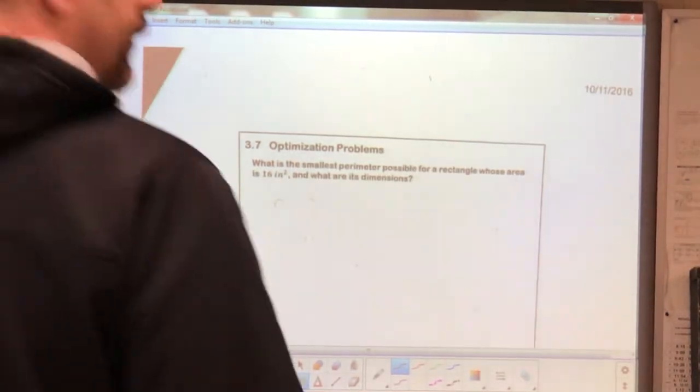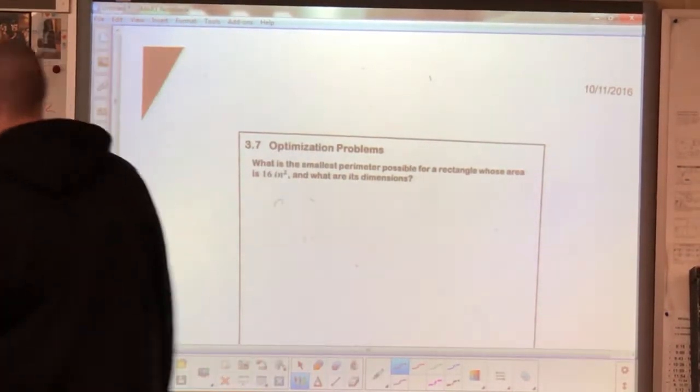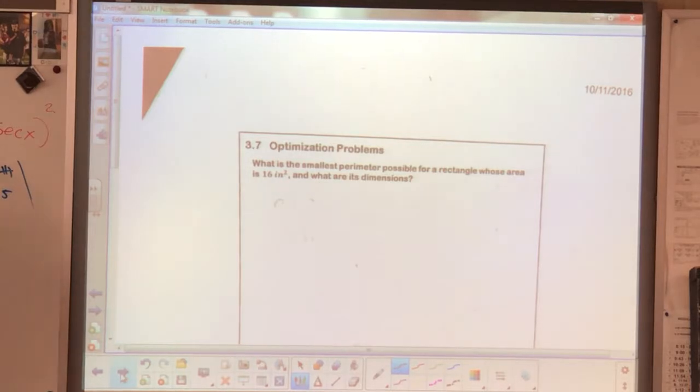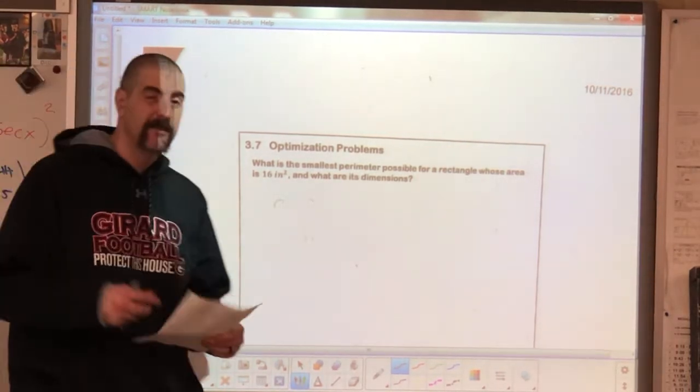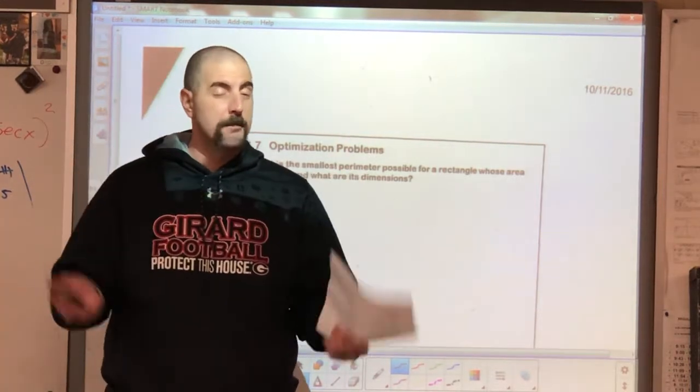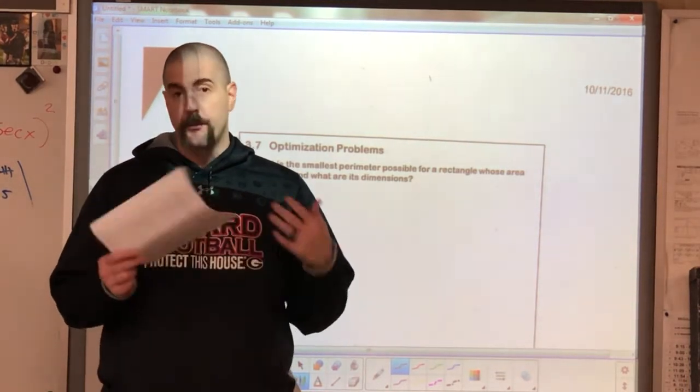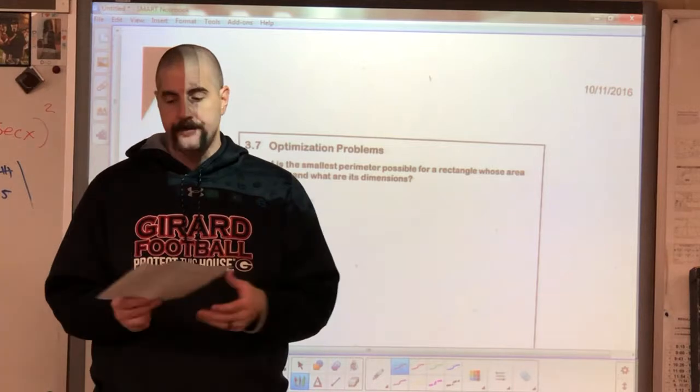Okay, gang, welcome to 3.7, optimization. Optimization problems are kind of like related rates in that there are formulas. There are a bunch of different types of these. Hopefully we'll practice enough to get better at them.